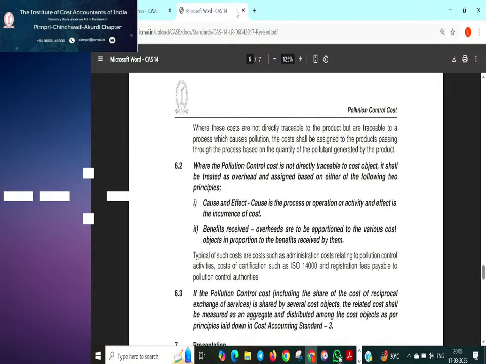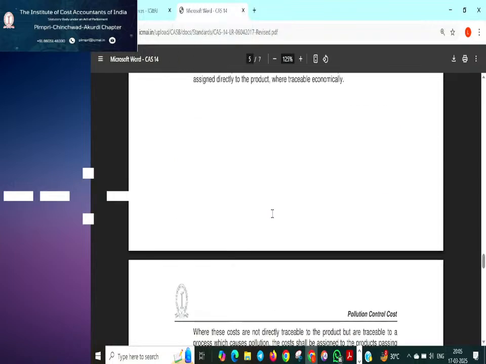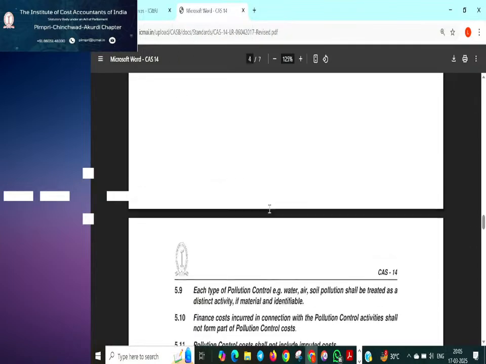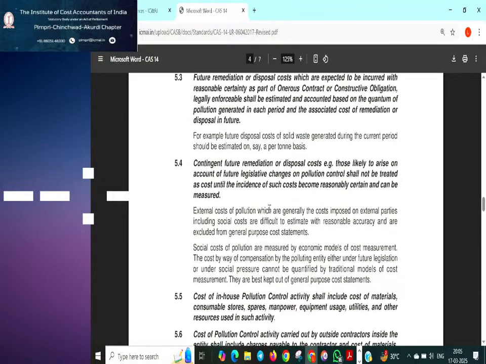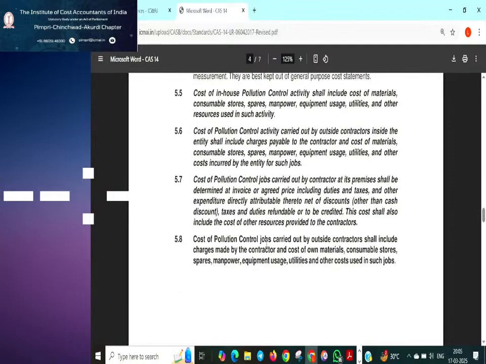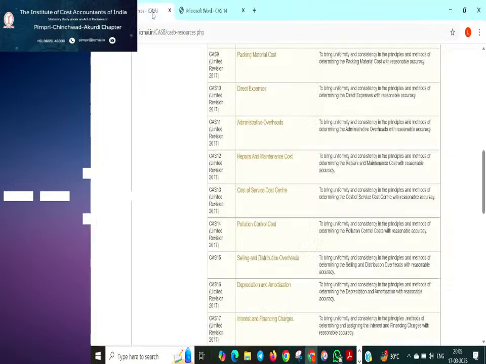And that's all on cost accounting standard 14. So you have 2 to 3 points which are important out of this. If the activity is separate, that is you have a treatment plant for water separately, air separately, soil separately, it should be treated separately and accounted for separately. It should not be clubbed together. And the R&D part is important, how you treat it. So cost accounting standard 14 is done.